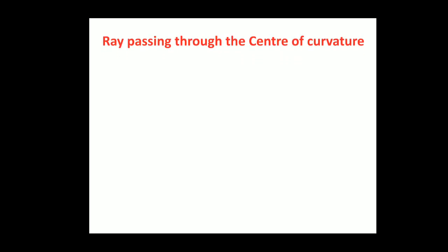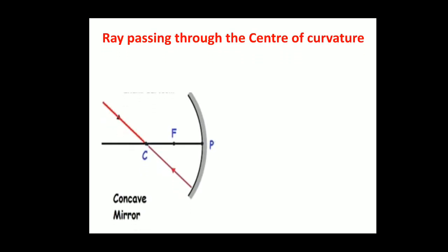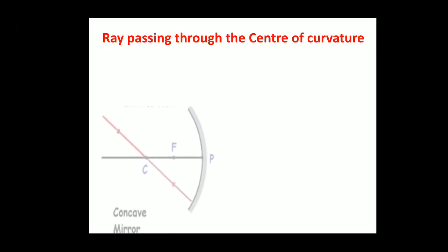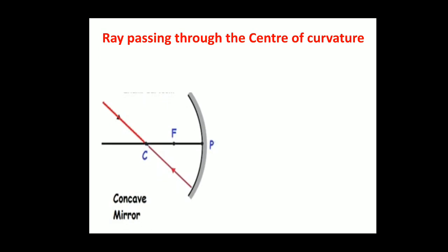What is rule number 3? The ray which is passing through the center of curvature. If a ray of light falls on the mirror through the center of curvature, it is normal incidence. This is the normal, this is the incident ray, so the normal and incident ray remain the same. What is the angle of incidence? 0. If the angle of incidence is 0, the angle of reflection is also 0. So the reflected ray will go like this. The incident ray and the reflected ray both are the same. It retraces its path. It comes as an incident ray and goes back as the reflected ray. So only one single line is enough.